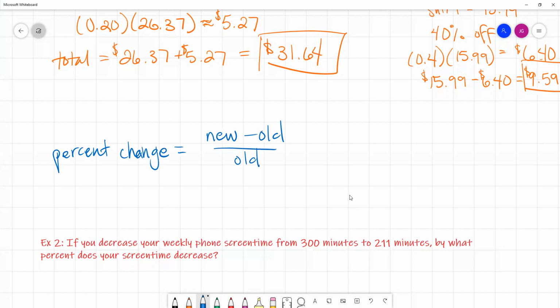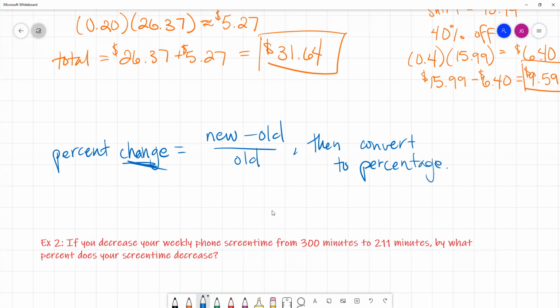And so percent change, when we think about change, that means we're going to have an old value and a new value, because when we change, we start from one place and end up in another. And to find that percent change, we're going to take the new minus the old and divide it by the old, and then convert to a percentage, right? Because whatever we get from this is going to be a decimal. And so we'll want to convert it to a percentage by moving that decimal place over.